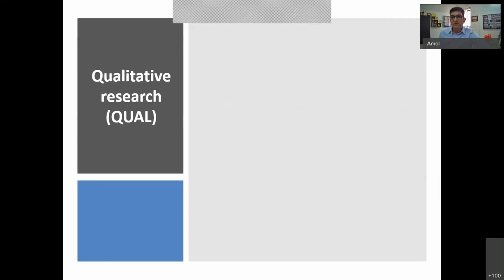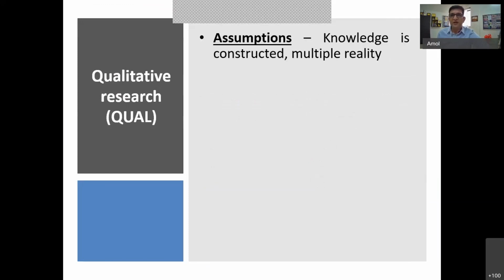But in qualitative, we have to think a little differently. It is based on the assumption that knowledge is constructed. There are multiple realities, meaning there is no one way of looking at the situation. People look at the same thing in different ways. Right? And when that comes, then we say, oh, there are multiple facets to it. People interpret the same thing in a different way.